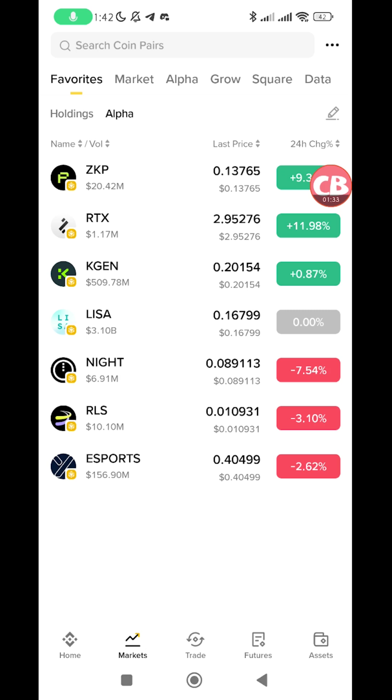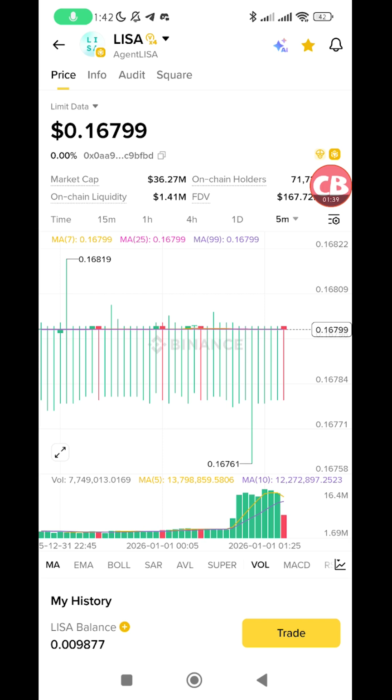Once I find such a token, I check the charts to confirm that I'm not buying at a very big green candle or multiple consecutive green candles. Lisa has been stable for days now and has been extremely stable for the past 48 hours. So this is the perfect chart that you want for your Binance Alpha trading. Just like before, Lisa has been stable at 0.168. Once you find a chart like this, you head straight to the trade.